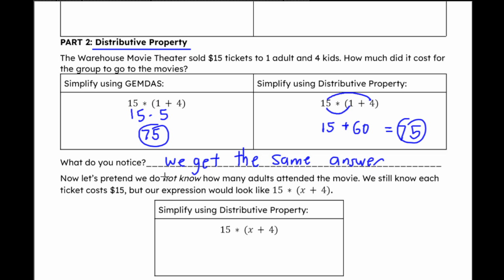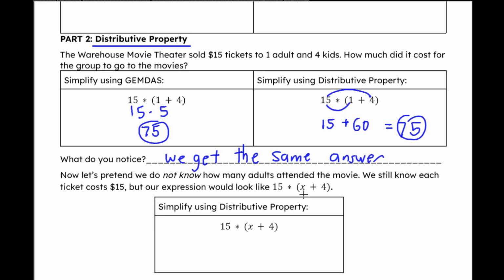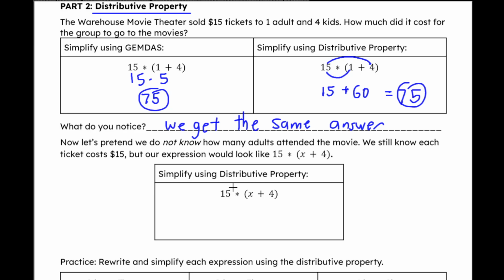So now let's pretend we do not know how many adults attended the movie. We still know each ticket costs $15 and 4 kids went to the movie, but our expression would look like 15 times parentheses x plus 4. So again, in our earlier example, we had 1 adult, 4 kids. But now we don't know how many adults there are, so we're just saying we have x adults. So to simplify using the distributive property, 15 times x, that's just 15x. You just leave it like that. Plus 15 times 4 is 60. And we just leave it like that.